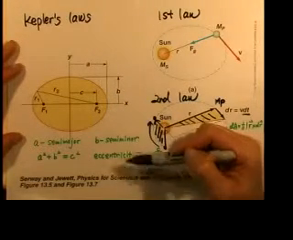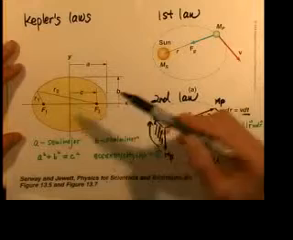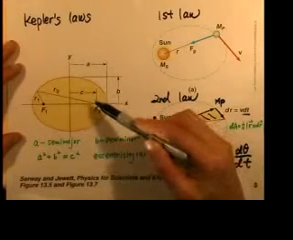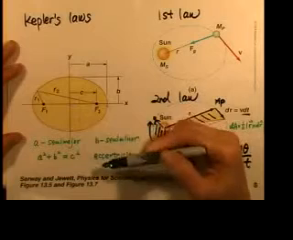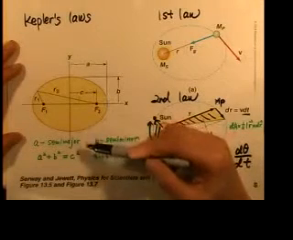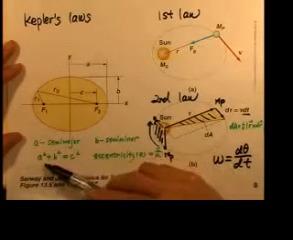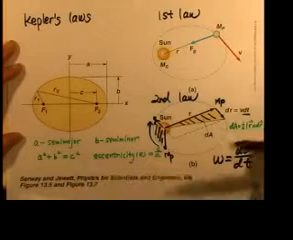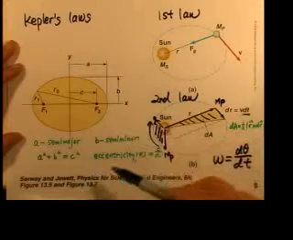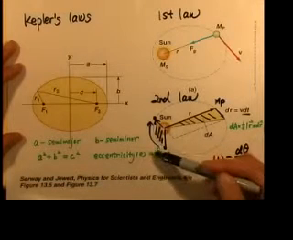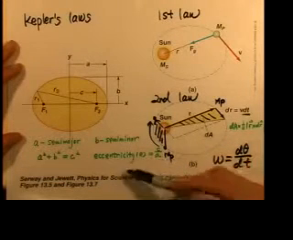And the relationship between a, b, and c, what is c? c is the distance from one focus to the center of this orbit. That is c. The relationship between a, b, and c is a squared plus c squared equals b squared, wait, rather a squared equals b squared plus c squared. And this c has special meaning. We define c over a as the eccentricity.